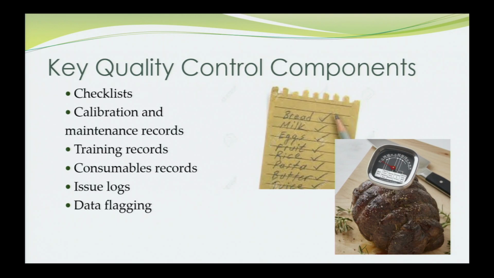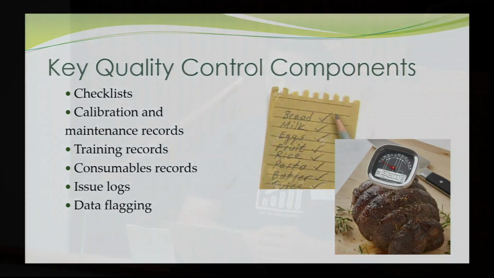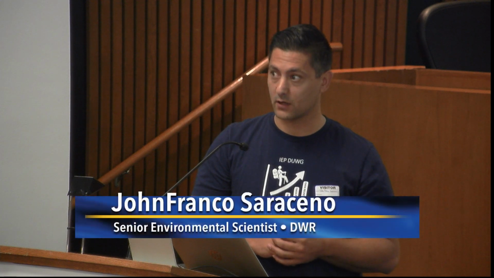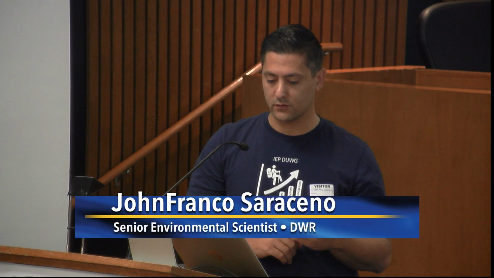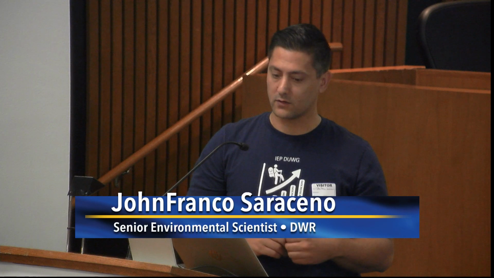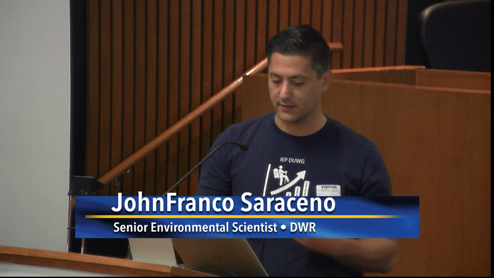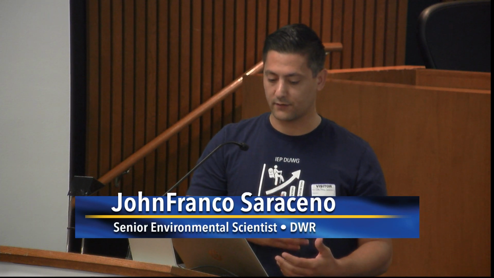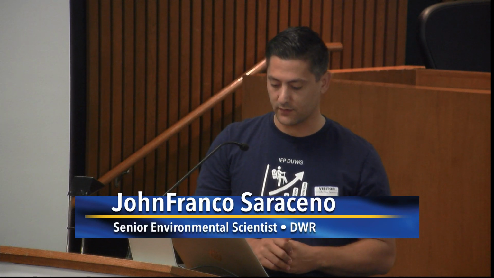Another key quality control component that's used is data flagging. That data flagging can take many different forms. It could come associated with lab data. It could be something that project staff assigns themselves, but it's really important to include with the data so that downstream users can quickly identify the usefulness of that data for their needs.